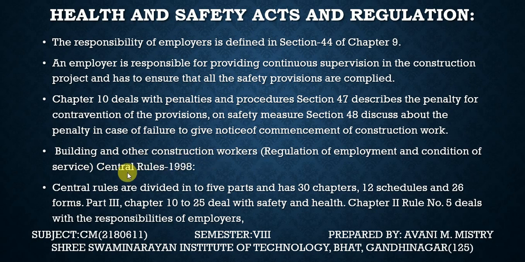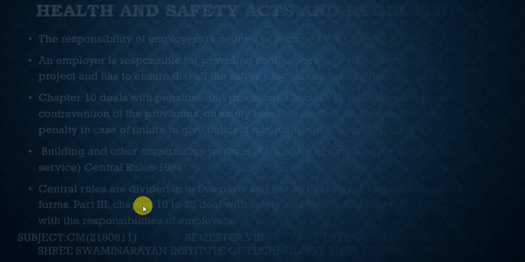Building and other construction workers, that means regulation of the employment and condition of service, Central Rules 1998. Central Rules are divided into 5 parts and have 30 chapters, 12 schedules and 26 forms. Part 3, chapters 10 to 25 deal with safety and health, and chapter 2, rule number 5 deals with the responsibility of the employer.